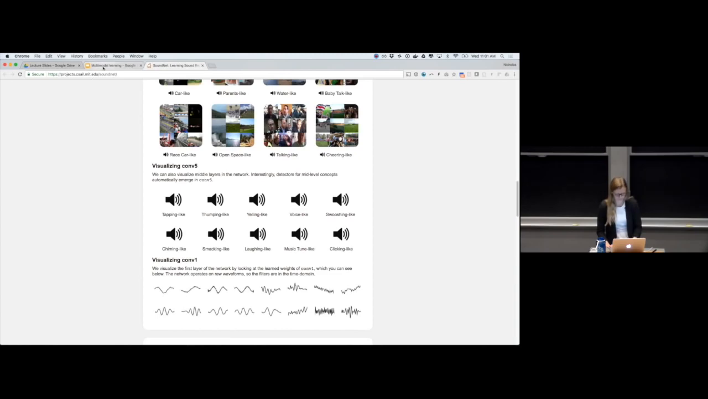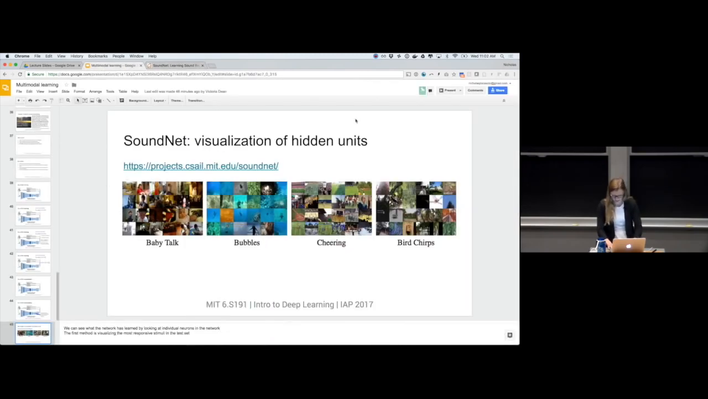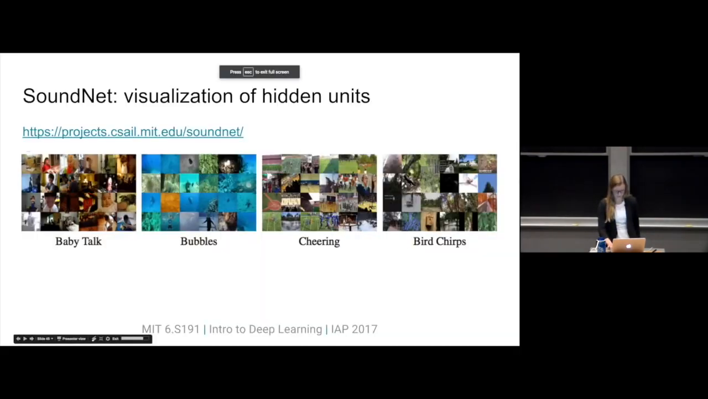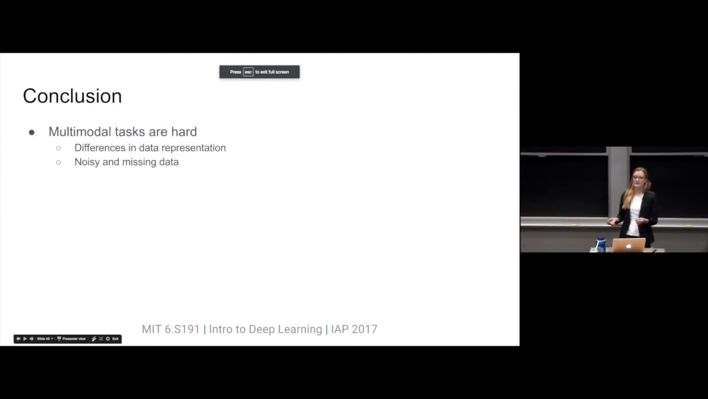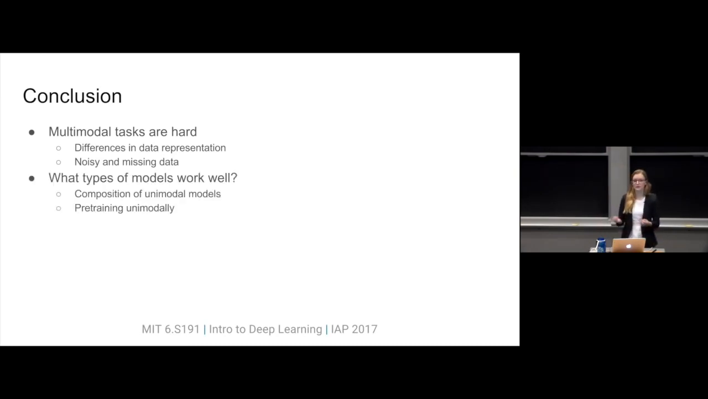Okay. So enough about SoundNet. So in conclusion, we've seen that multimodal tasks can be very difficult because there are all these differences in how you represent data, and there can also be noisy or missing data in these multimodal data sets. But we've also learned how we can overcome these difficulties through the composition of many separate models at a higher level, and we can also pre-train in unimodal cases, especially with images. This is really useful.